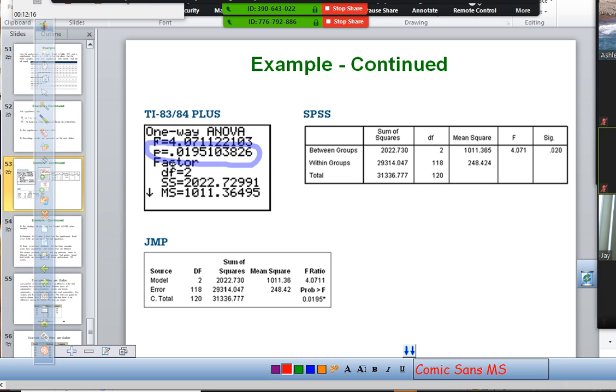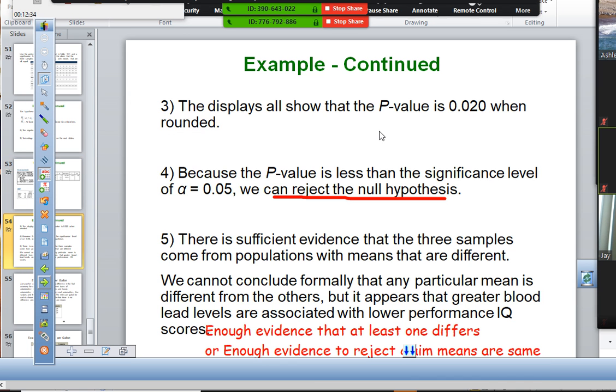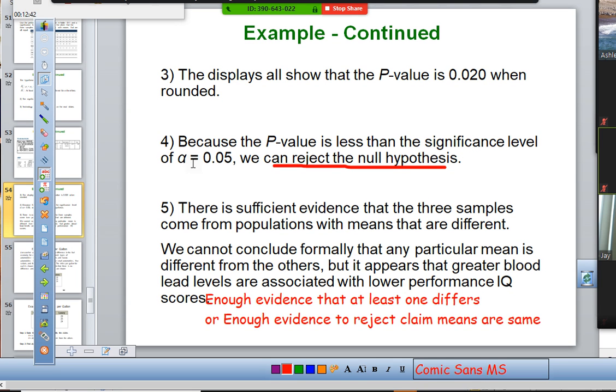0.0195. Is that unusual? 0.0195, is that unusual, guys? What's our guideline for unusual? Yes. Yeah, 5% or less. This is definitely less than 5%. So we should be rejecting H0. Right, so we rounded off to 0.02. So then because the p-value is less than alpha, we reject the null hypothesis.